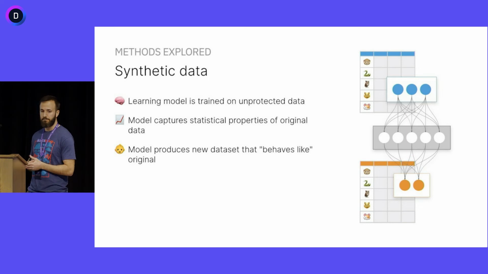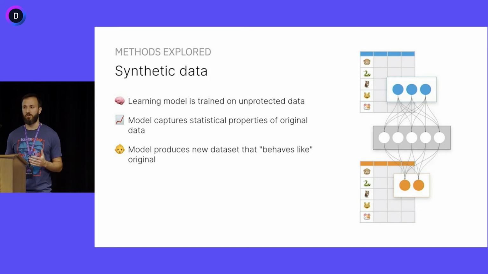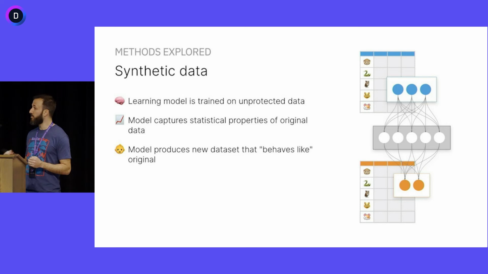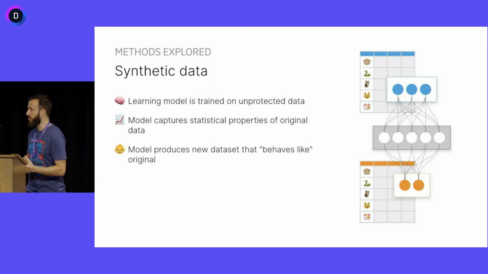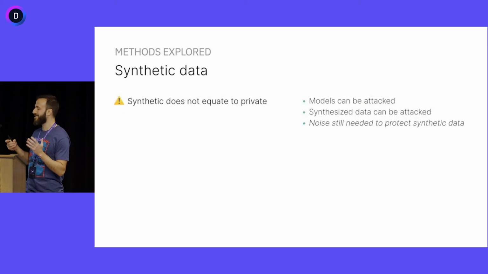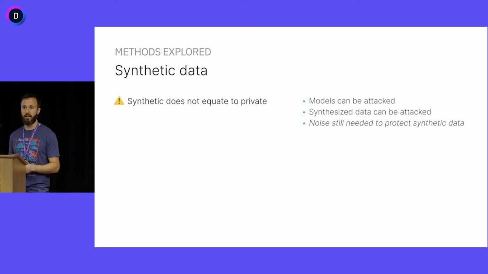So then finally, we have synthetic data. The idea here is you train a neural network or some other machine learning model on unprotected data, and then you generate an entirely different data set. And so this seems like a pretty ideal way to protect identities. Intuitively, you would think this is not personal information anymore. But in practice, this is not the case. Synthetic doesn't automatically mean private. It's still vulnerable to inference and linkage attacks. And so you still need to apply noise to synthetic data in order to protect it.